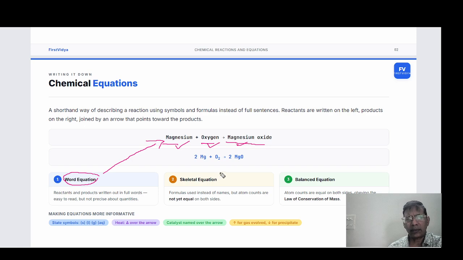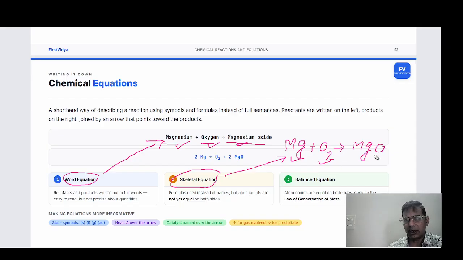Then second comes the skeletal equation. Here we write magnesium and oxygen, and it is going to give us MgO. So if we write Mg plus O2 gives MgO, this is an example of a skeletal equation. Here it is not balanced. This equation is not balanced, right? Formulas are used instead of names. So here we are using chemical formulas, but the atom counts are not equal.